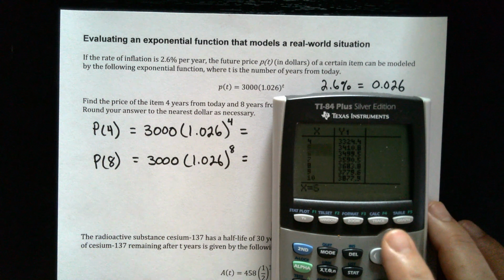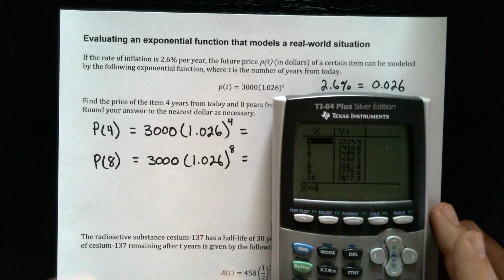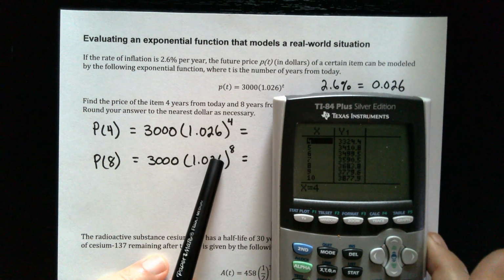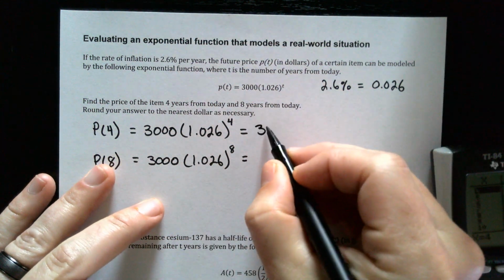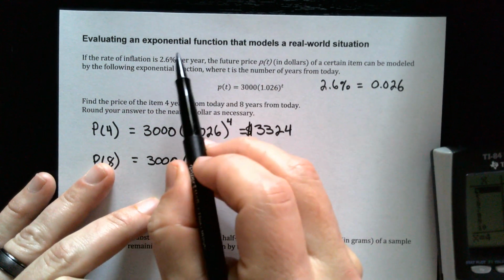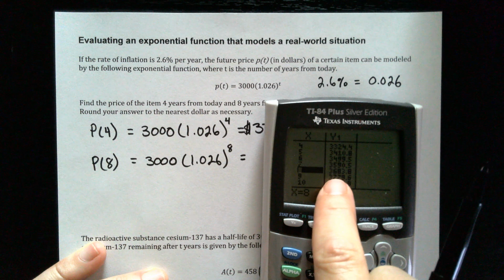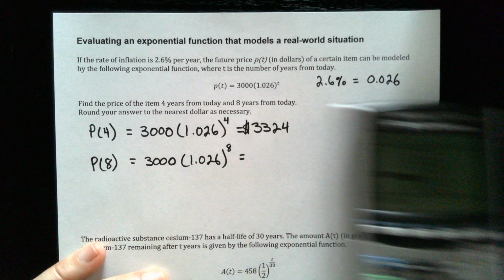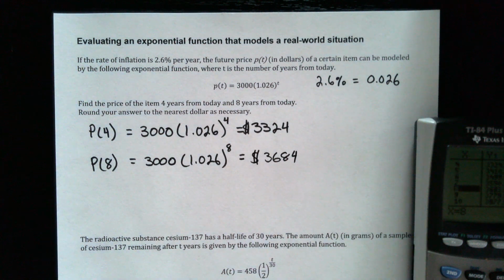We were asked to find the value at 4. This is the value at 4 right here, 3,324. Keep in mind it says round to the nearest dollar as necessary, so that would be $3,324. It would not round up. That would be the cost of the item after 4 years if it was increasing at 2.6% each year. We can also go down here to 8. This says 3,683.8, so that one will round up to $3,684. That's how you do it in the graph, which is my preference.